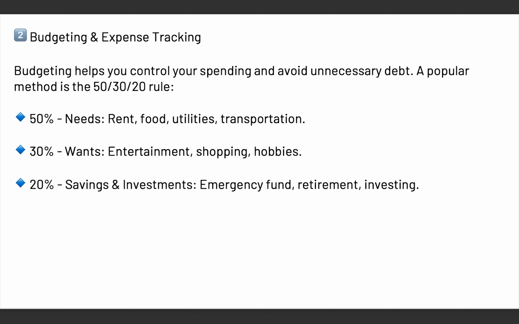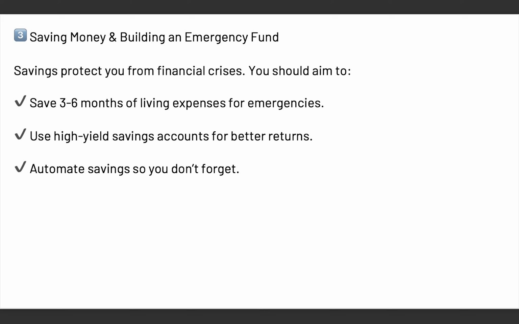This means that you should invest and save at least 20% of your income. You can put that into your emergency fund, maybe your retirement plan or your investment. So you put 20% of your money into savings and investment. So that is the second aspect of personal finance. Now, the third aspect of personal finance is saving money and building an emergency fund.